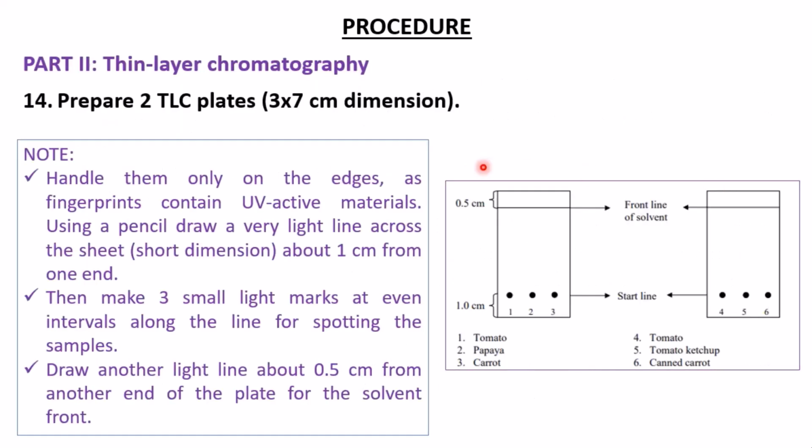So at the end of the day, you are going to run the TLC on the extracts you got from the three plants, right? And then you're going to run the TLC. So in the TLC you mark 1, 2, 3, and then 1 will be for the tomato, 2 will be for the papaya, and 3 will be for the carrots. And then you run a TLC analysis on them.